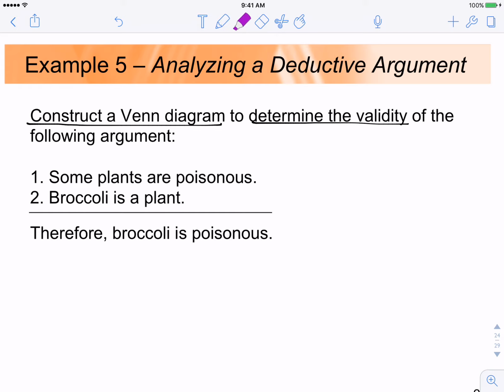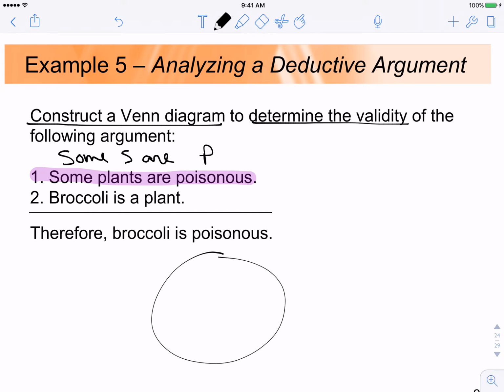All right, so just like with the last example, what we want to do first is to look at the first statement. Some plants are poisonous, and this will tell us what kind of Venn diagram we're using. So again, refer back to slides 17 and 18 for the different figures. This one is of the form some S are P, and that's where we had two overlapping circles, kind of the typical idea of a Venn diagram that a lot of us think of.